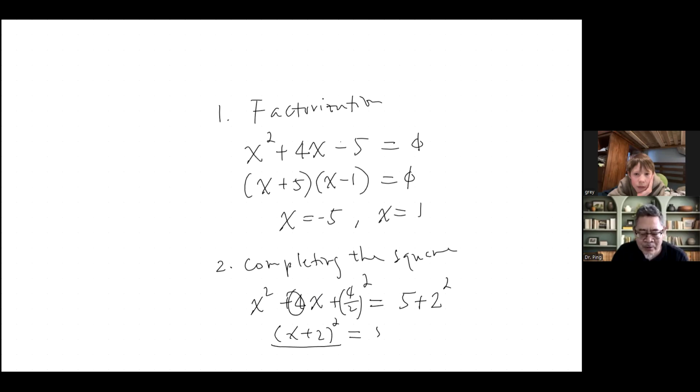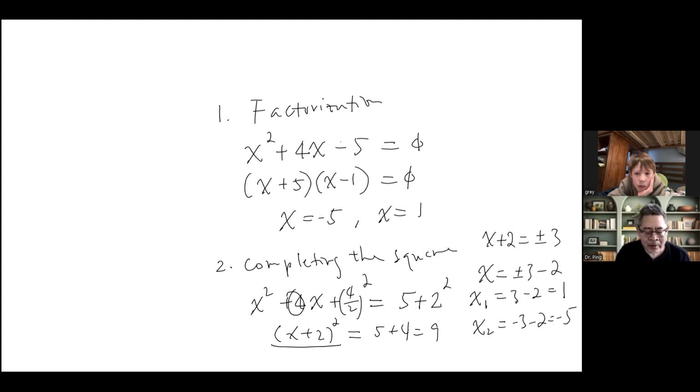Then we take the square root on both sides. So what we got here is x plus 2 equal to plus or minus 3. Therefore, x is equal to plus or minus 3 minus 2. So we get two answers. One is 3 minus 2 equal to 1. Another one is -3 minus 2, which gives us -5. So both ways we can solve it.